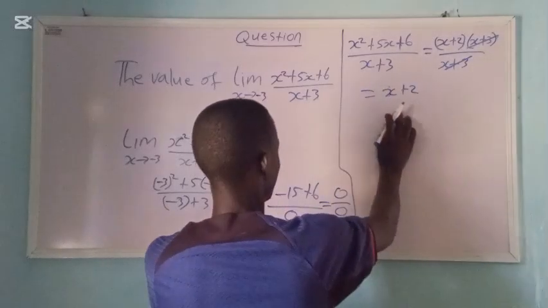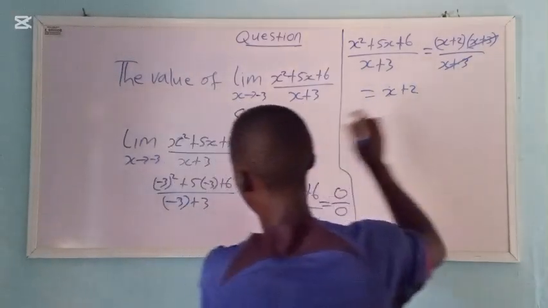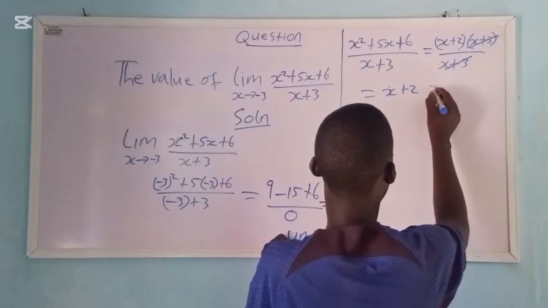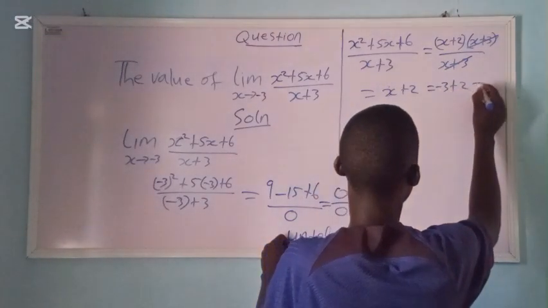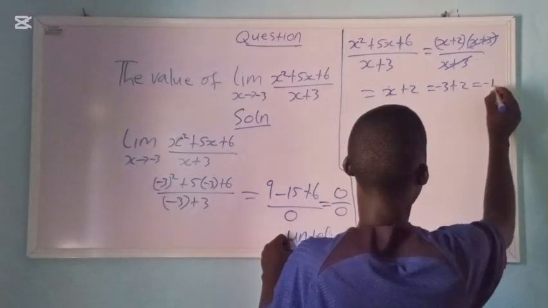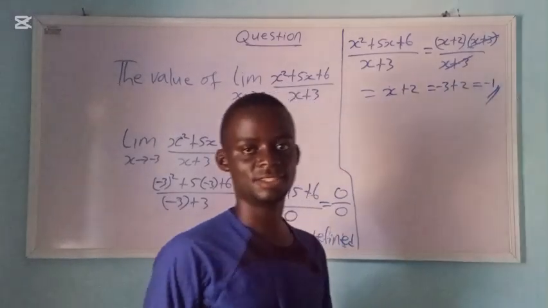So we will now have x plus 2. So now what is the value of x? Let's check from here. We have x is minus 3. So we now put minus 3 plus 2 is equals to minus 1. That is the answer.